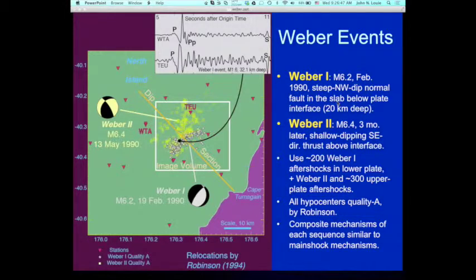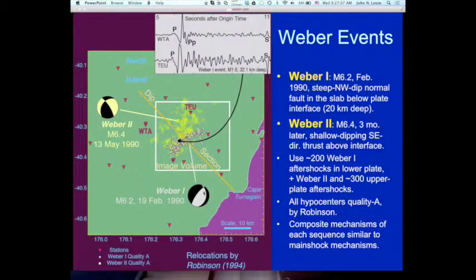Its depth is not extremely well constrained because there were only a couple of stations anywhere nearby. But it was definitely below the plate interface, and it's more than 20 kilometers deep. So it's a plate event.